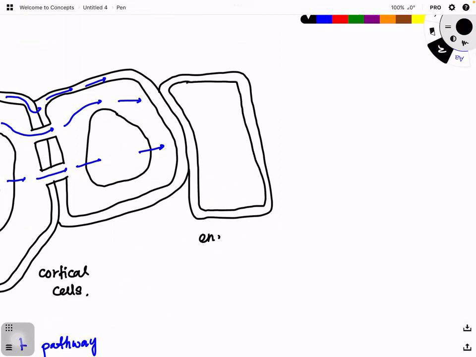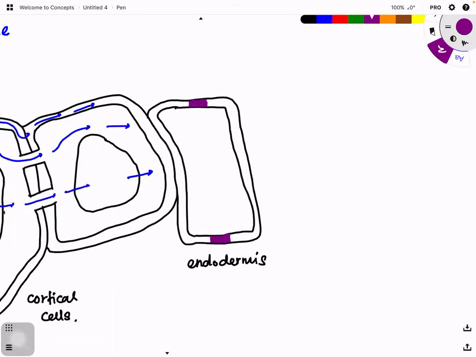Okay, this is the endodermis. Because of the depositions of suberin from the Casparian strip, can you see that? The presence of suberin forming these Casparian strips means that water molecules now cannot use the apoplastic pathway. The only way is by the symplastic pathway now.